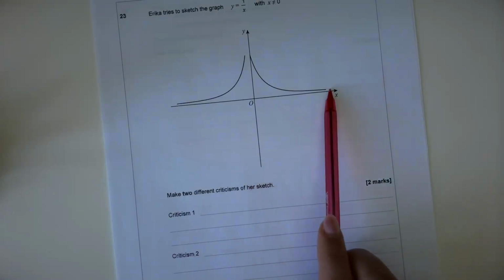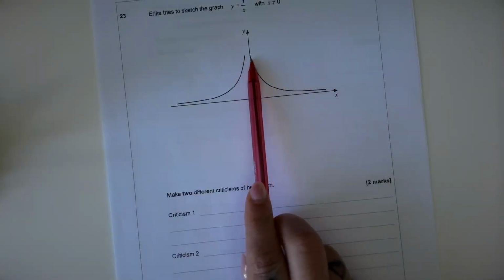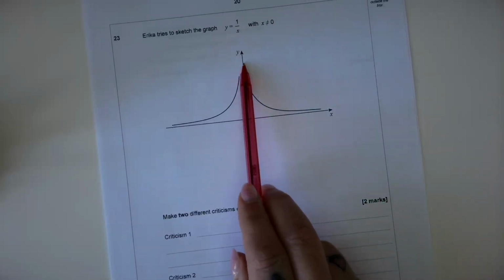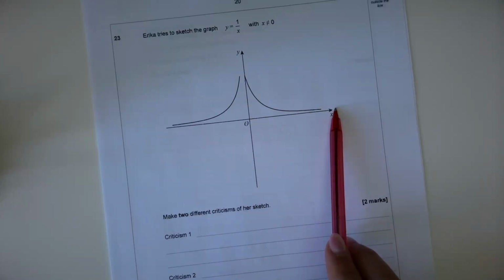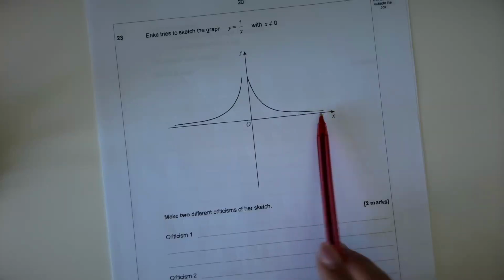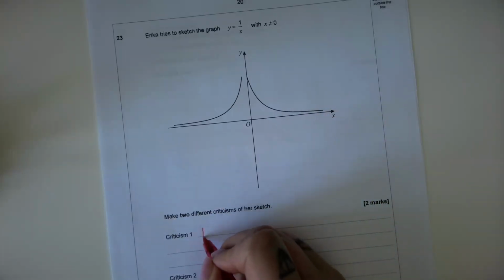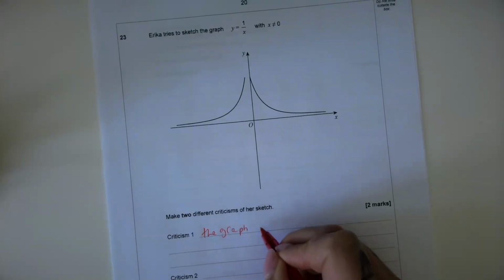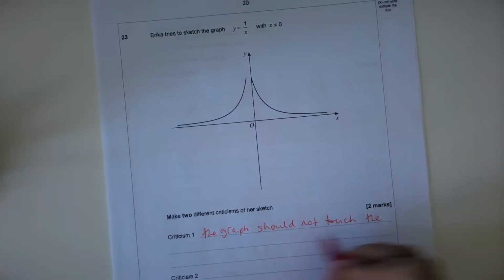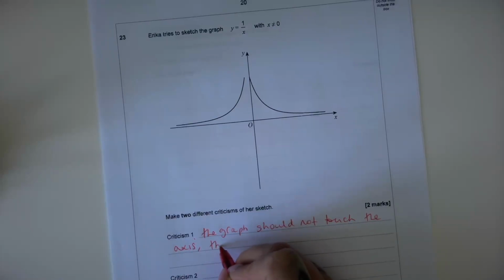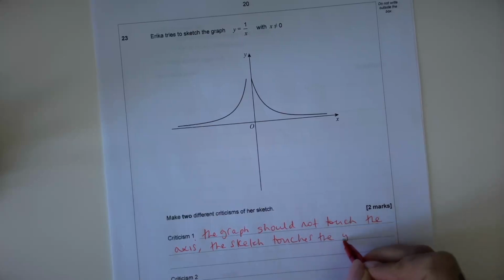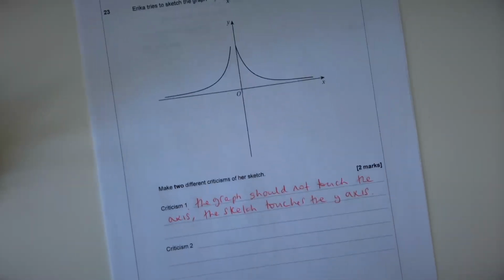Criticism 1 for me is that the graph touches the y-axis. With the inverse proportion graph, the reciprocal graph, that graph should never touch the axis, y or x. It gravitates towards it, but never quite touches it. So the graph should not touch the axes. The sketch touches the y-axis. So that's my first criticism.